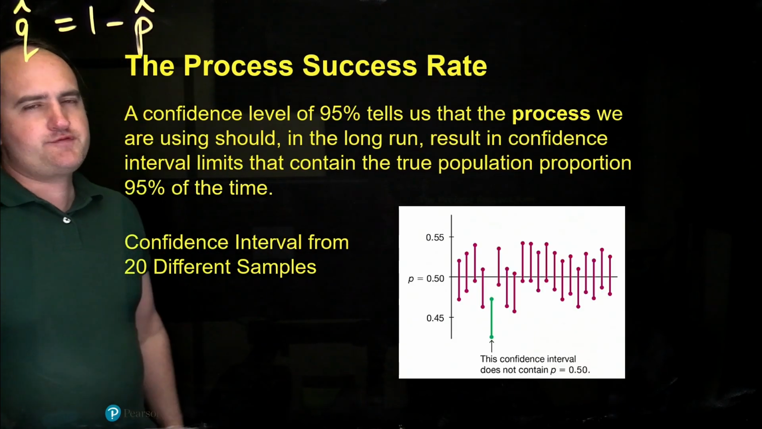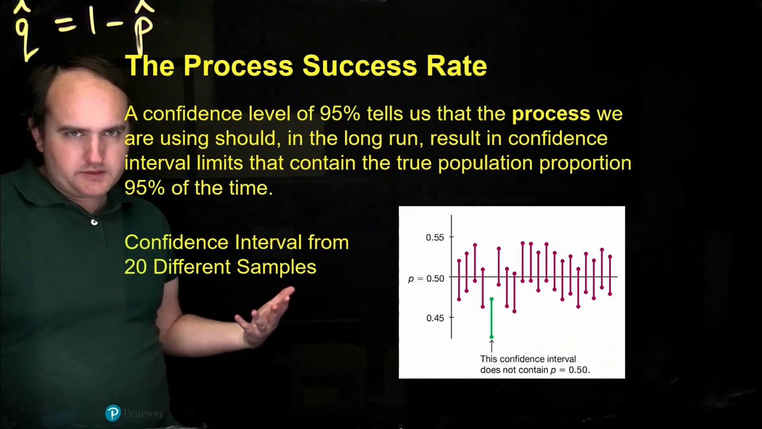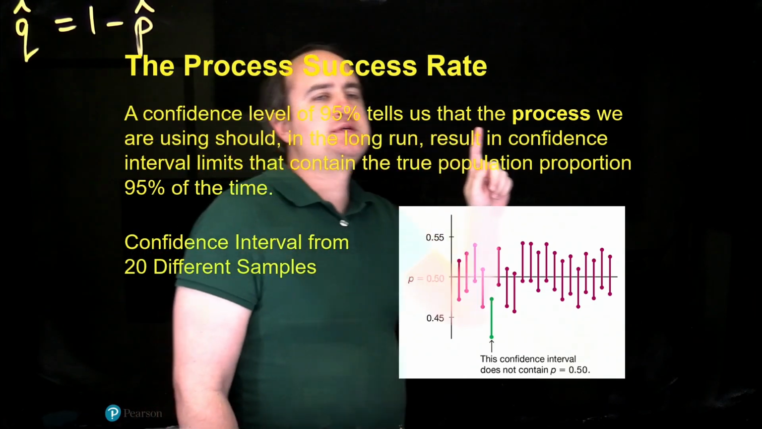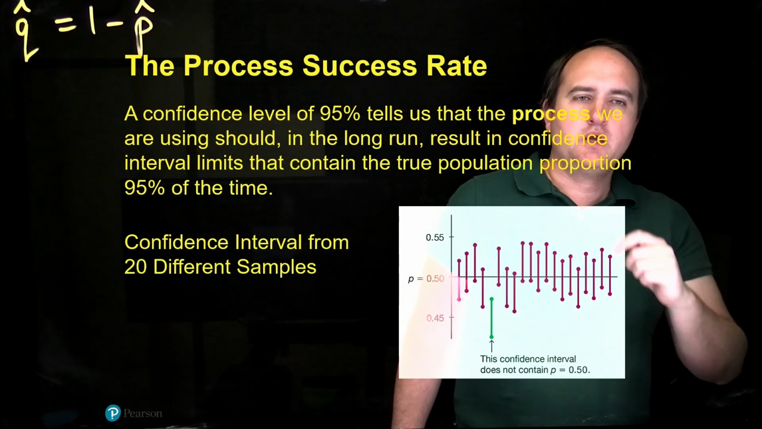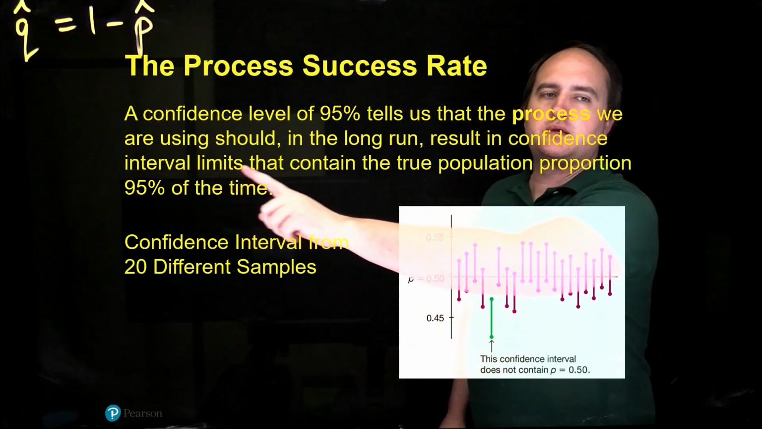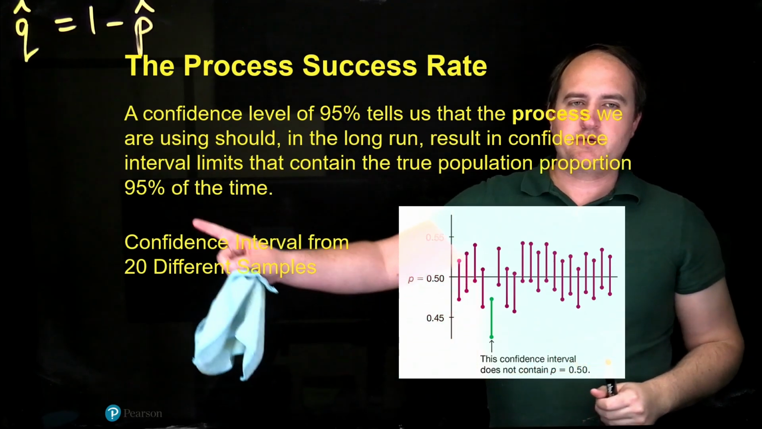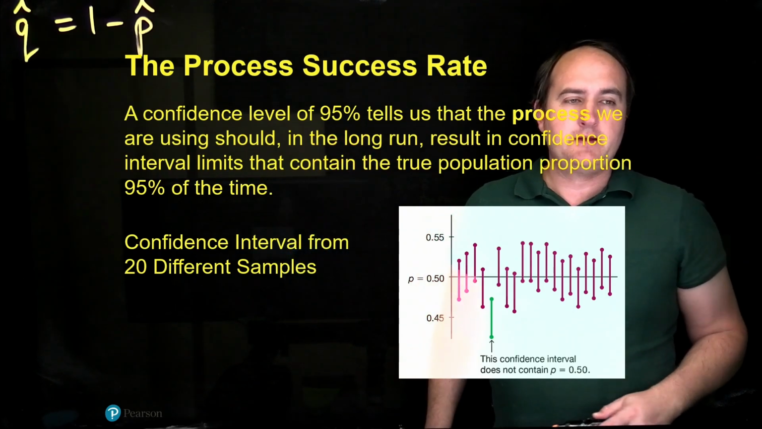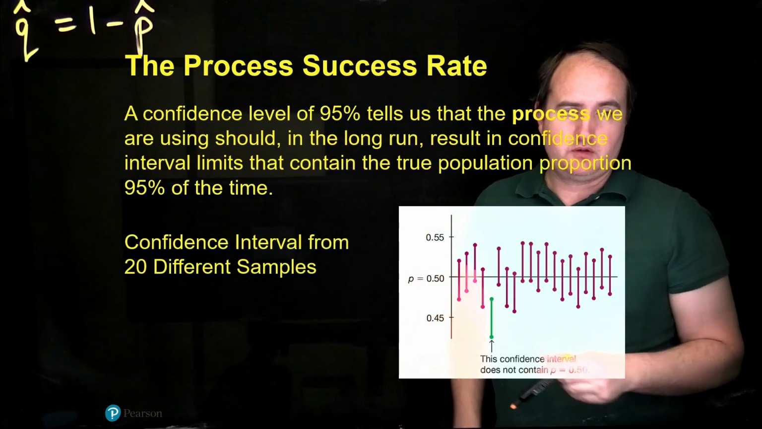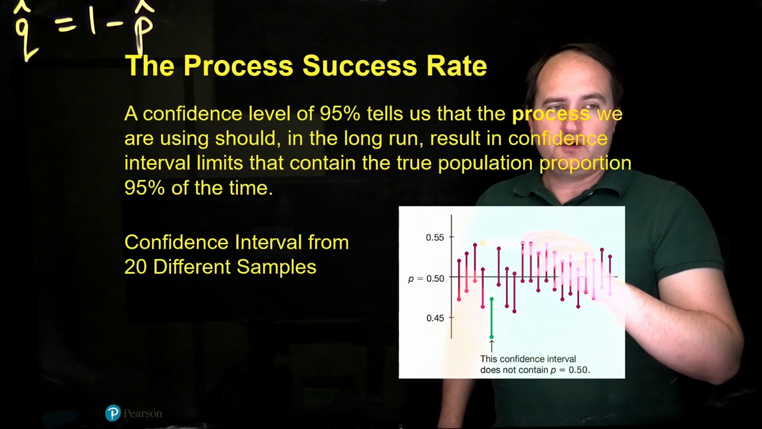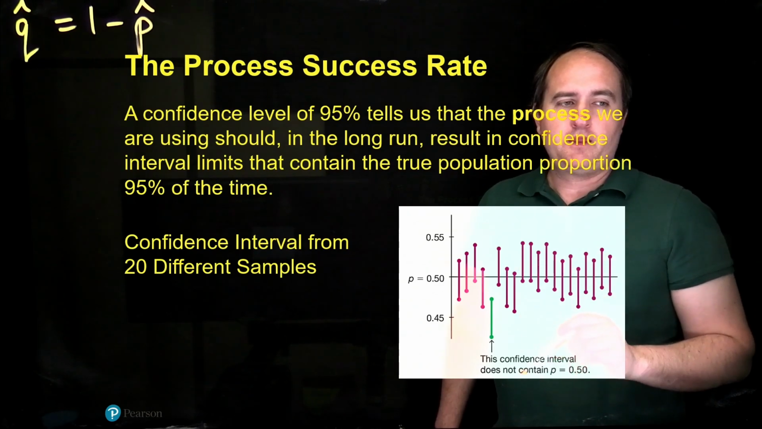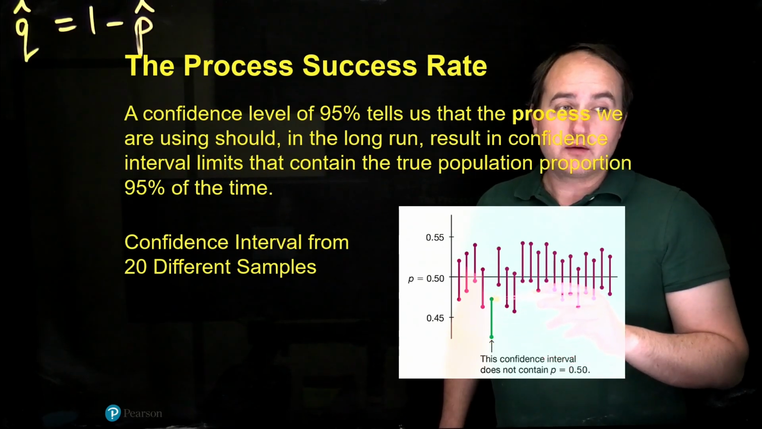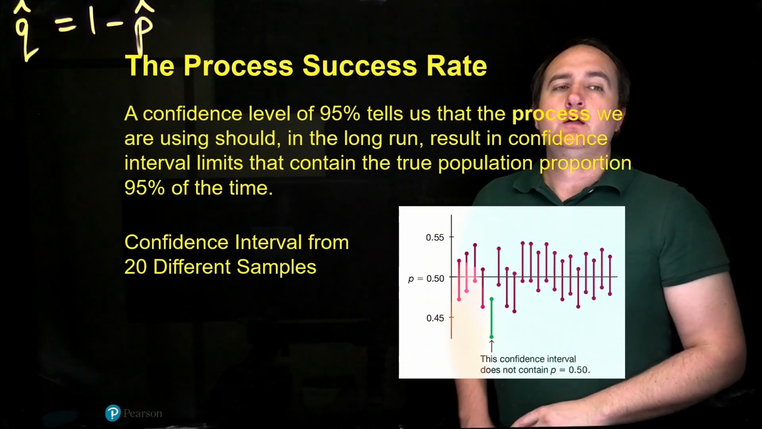Okay, and if you're wondering a little bit more about why it's correct, they have a nice explanation here in our book. So a confidence level of 95% tells us that the process we are using should in the long run result in confidence interval limits that contain the true population proportion 95% of the time. So if our confidence level is 95%, then that would mean on average, out of all of the confidence intervals, only 5% of them wouldn't contain the true population proportion.